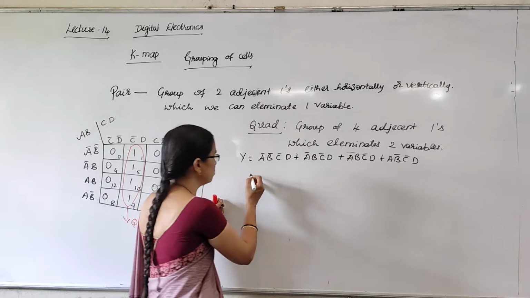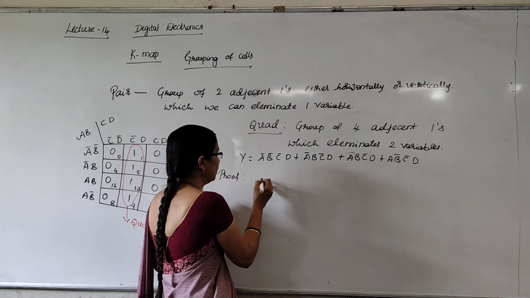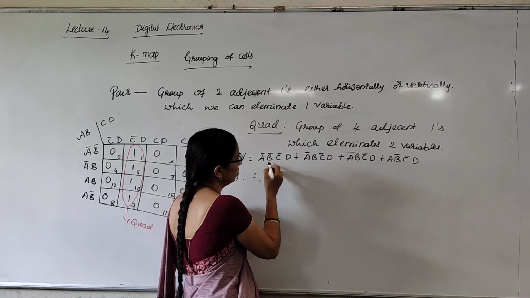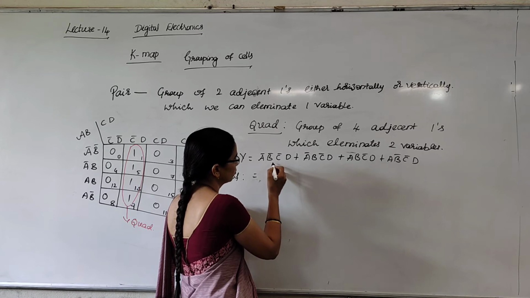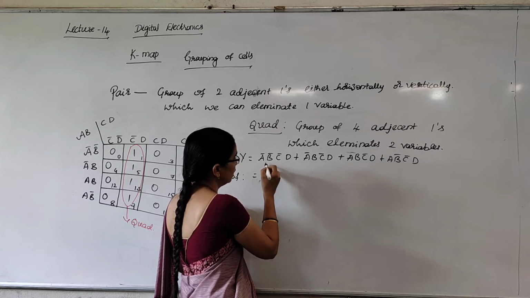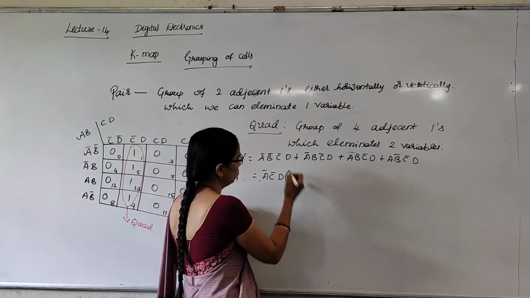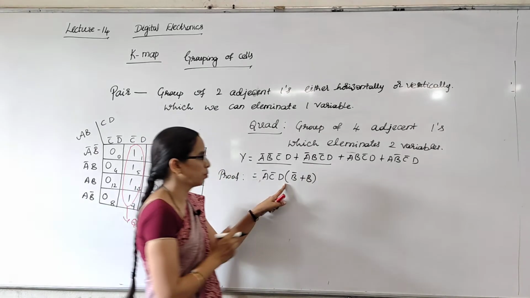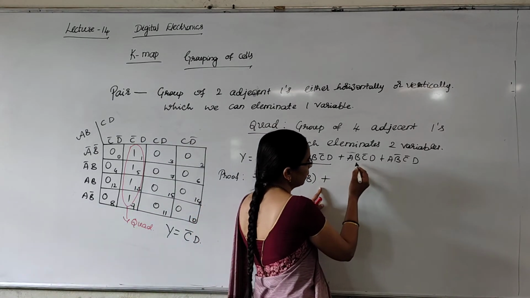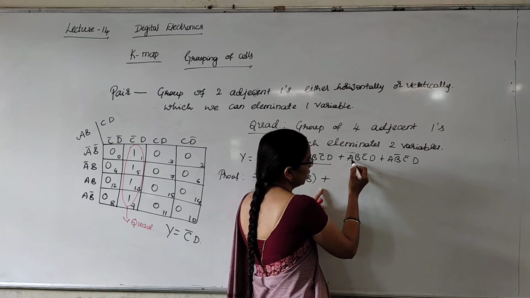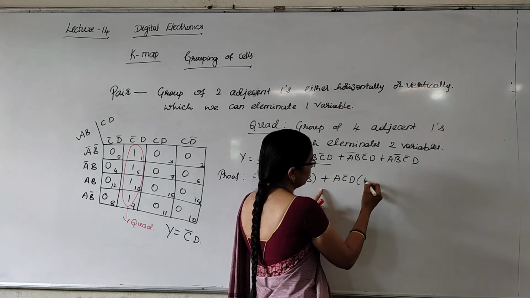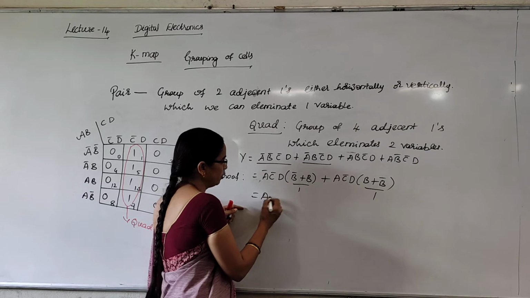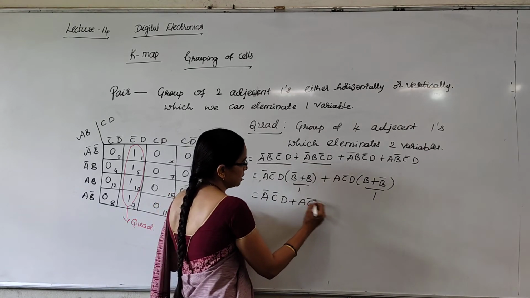If you want to simplify using Boolean laws, then it will be: I can take A bar C bar D common and B bar plus B. And for these two, I can take A C bar D common and B plus B bar. This is 1, this is 1. So the expression will be A bar C bar D plus A C bar D.